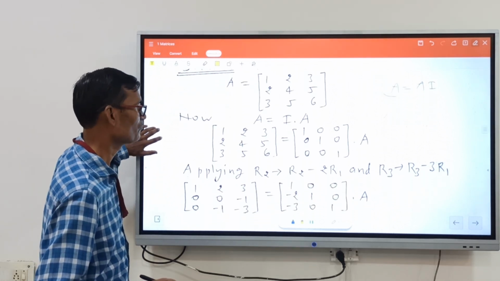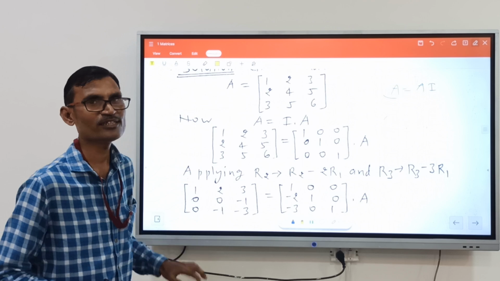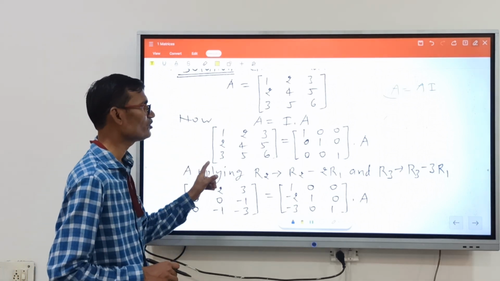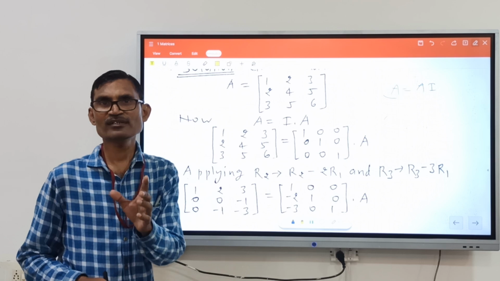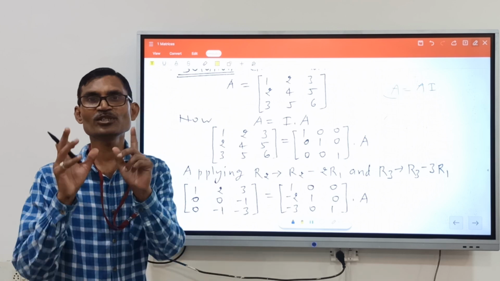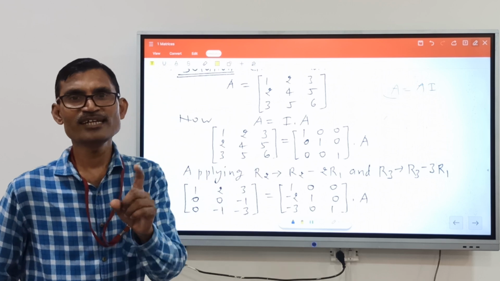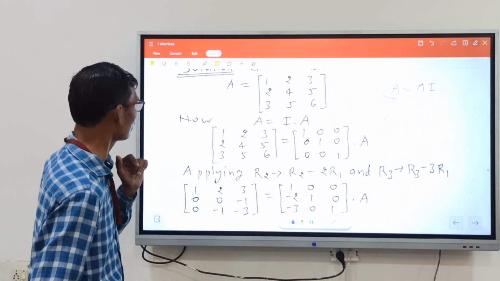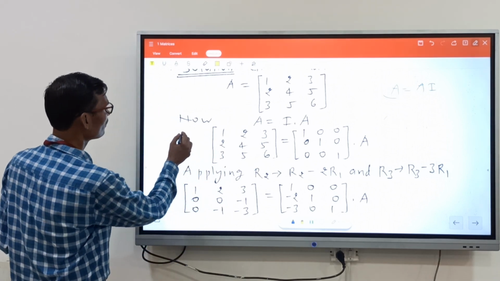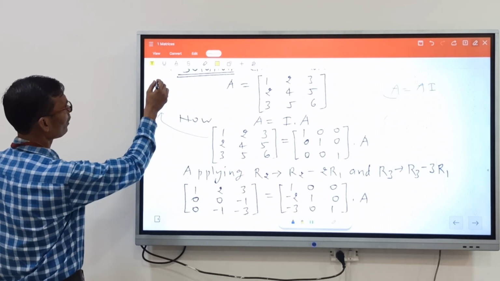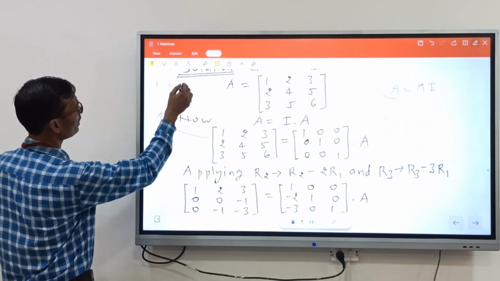Now this is the first step done. Now we are going to use the elementary transformation. How are we going to use it? The purpose is to convert the left hand side matrix into an identity matrix. This matrix A will become an identity matrix, and you know how an identity matrix looks.